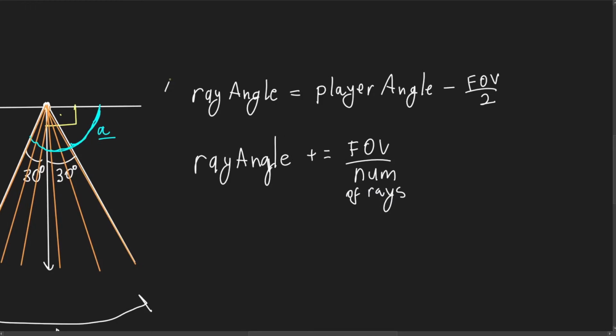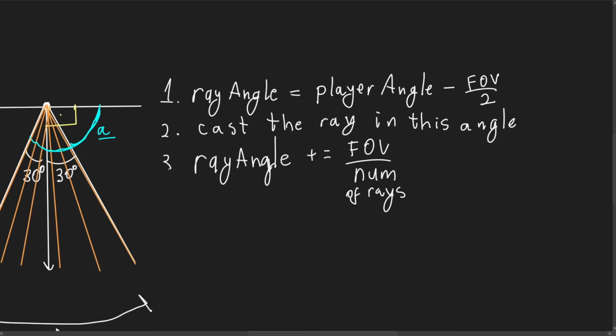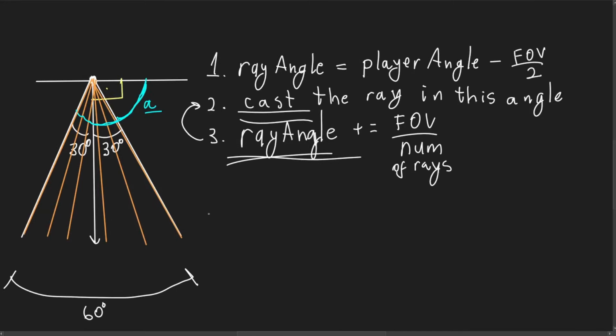So the algorithm is very simple. The first thing we need to do is define an initial value for a ray angle. Then we need to cast the ray in this angle, and finally we increase the ray angle, and then we go back to the second step, casting the ray in this angle, and then we increase, cast, just like this.